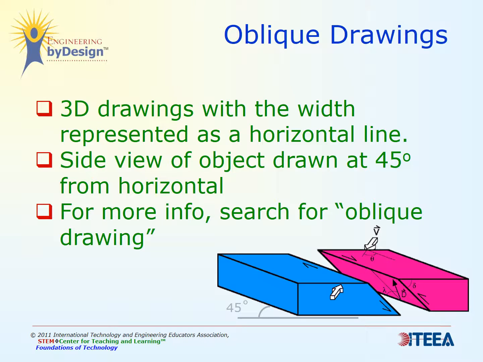Oblique drawing. Now you see the difference with the oblique? 3D drawings with the width represented as a horizontal line, and you'll see the side view of the object is drawn at 45 degrees from the horizon. For more info, please search for oblique drawing on the internet. You could Google that.